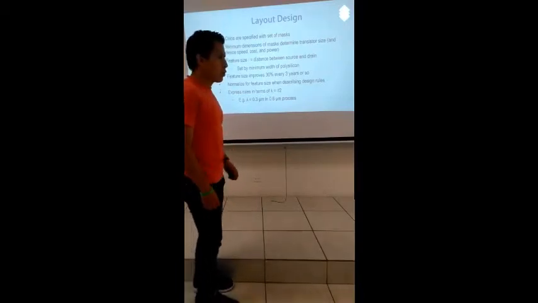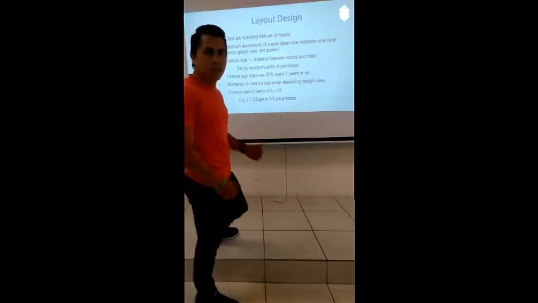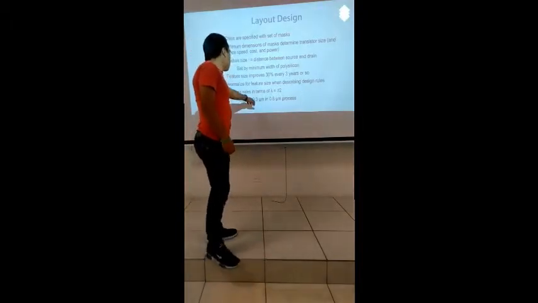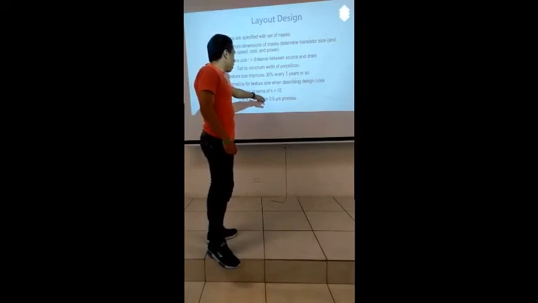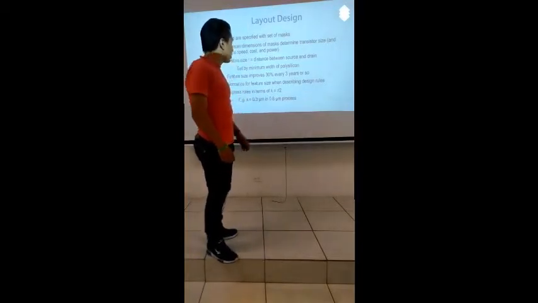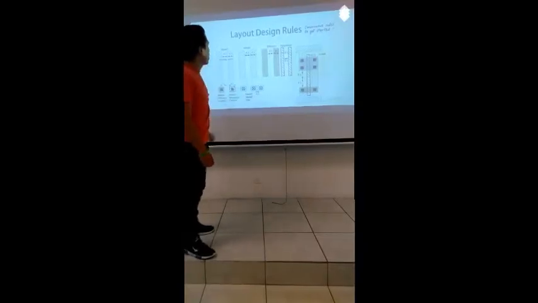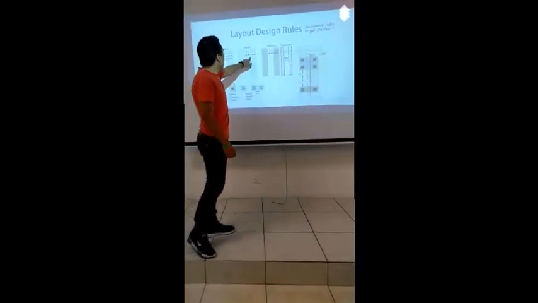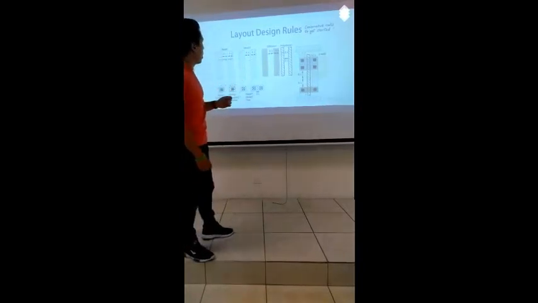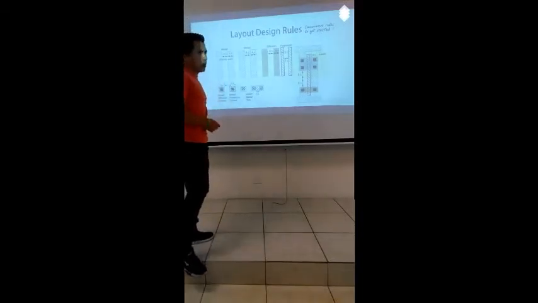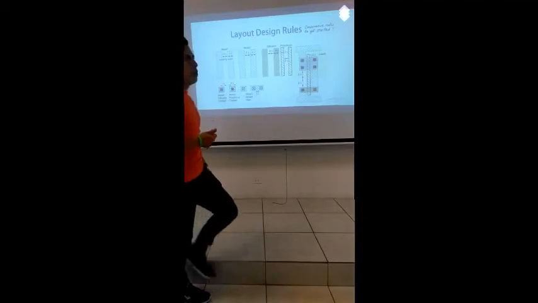The design rules are specified in 0.3 micrometer and 0.6 micrometer processes. In this graphic, we can see the lambda 4 by 4 spacing width, and in 2 micrometers it is lambda 4 with 4 and 2 micrometers. Remember that lambda has values of 0.3 or 0.6.